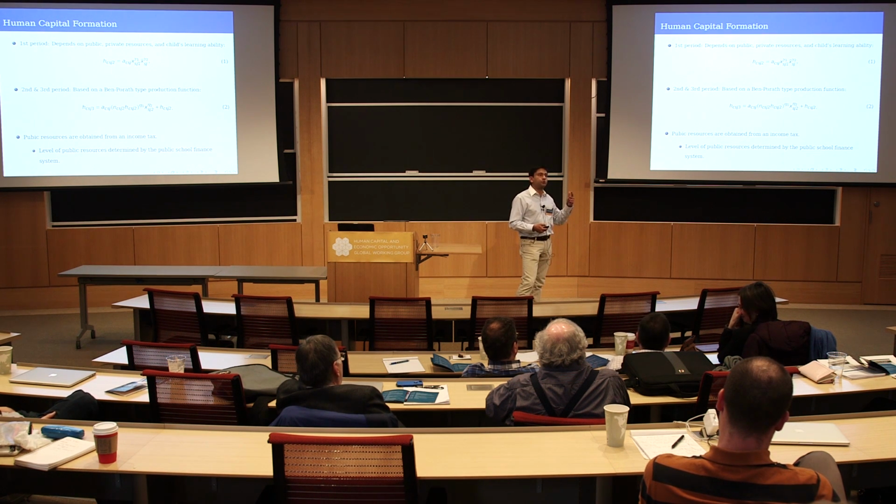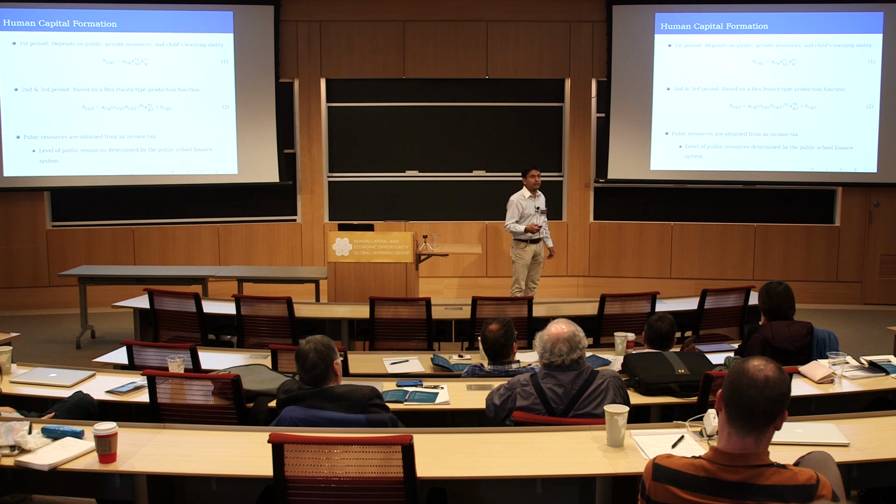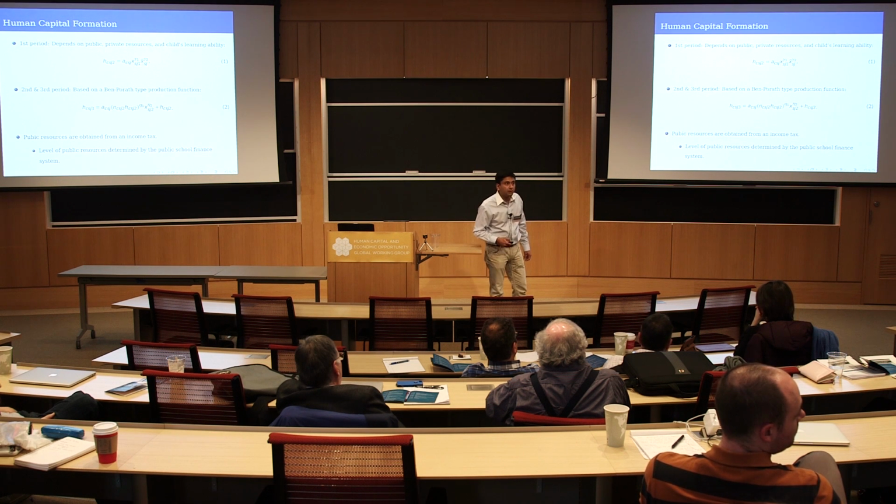So the parent is going to play 2 roles. One is directly affecting the ability of the child, if you want to think about it as genetics or stuff that you learn in the first 6 years of life, and then the income of the parent is going to matter, because that's going to determine how much in terms of X's the parent can buy. It's like you have a separate technology now for the A sub C S.